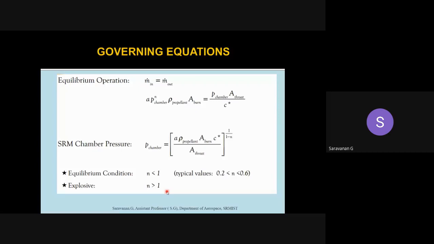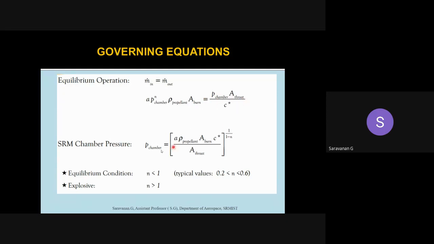So coming to the equilibrium conditions, whenever the operation is at equilibrium, obviously energy in equals energy out. So we are balancing the same thing. r = ρ·A_b·r, where r is written in terms of a·P_c^n. So r is replaced by a·P_c^n, times the density of the propellant, times the burn area or burning surface area A_b, which is equal to P_c·A_t divided by c*.